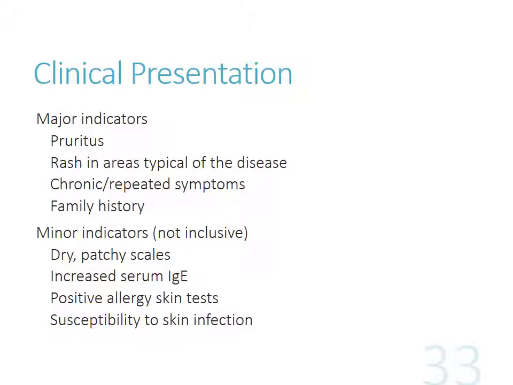So some major indicators for atopic dermatitis include things like pruritus, rash in areas that are typical for the disease, family history of it, things like that. And you might have some minor indicators as well that are not all-inclusive, but could certainly be pointing in this direction.